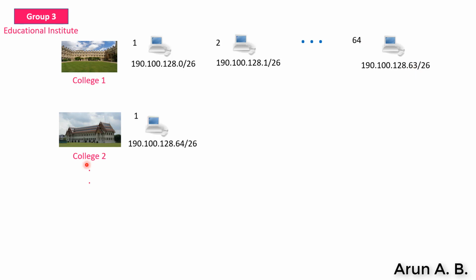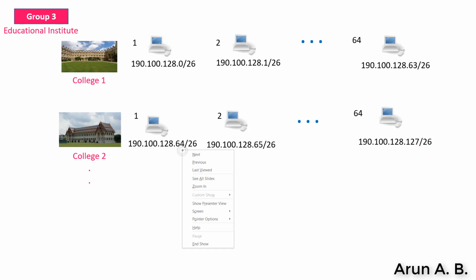So in college 2, the very first IP address will be 128.64. The next IP address will be 128.65 and so on, up to the 64th system in college 2, which will have the IP address 128.127. That is nothing but 64 plus 64 gives 128, minus 1. Every time after it is minus 1. Therefore it will be 127.